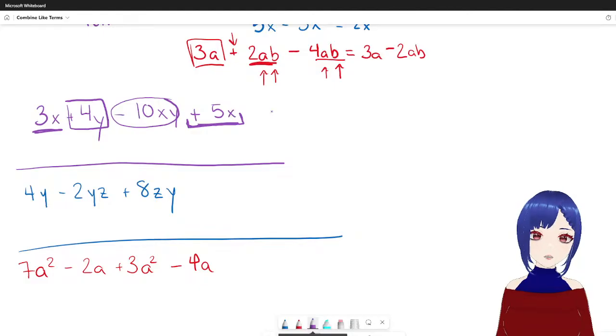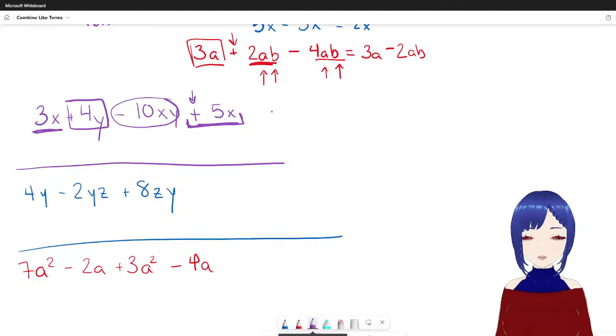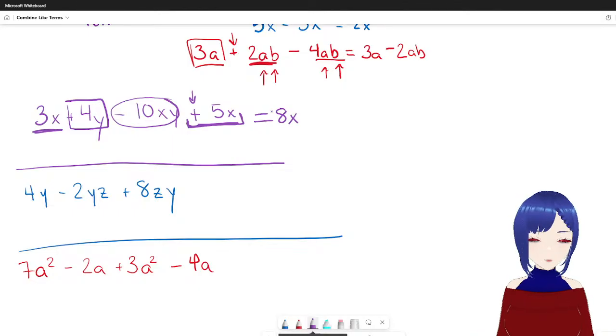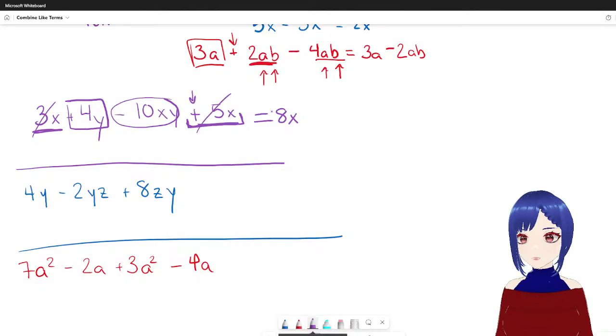And since I mentioned earlier, highlight the term beforehand, remember that's what you use. So it's 3x, and then it says plus 5x, so that's going to be 3x plus 5x. 3 plus 5 is 8. So that gives me 8x. And something you might want to do while you're doing this, when you take care of some terms, you can cross them off. So I took care of those x's, I'm going to cross them off.